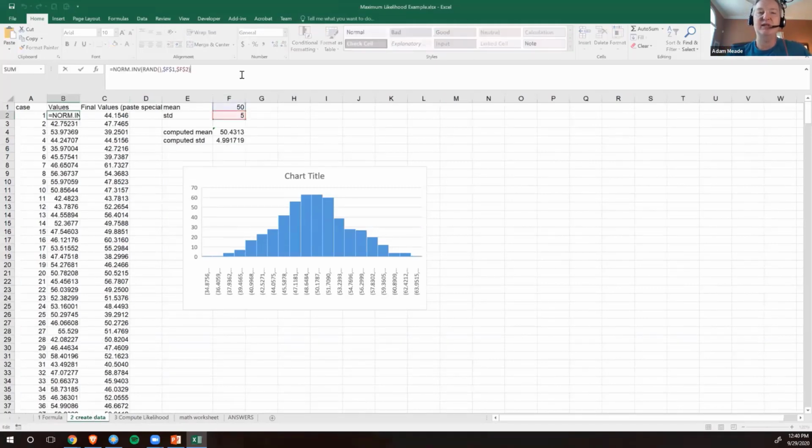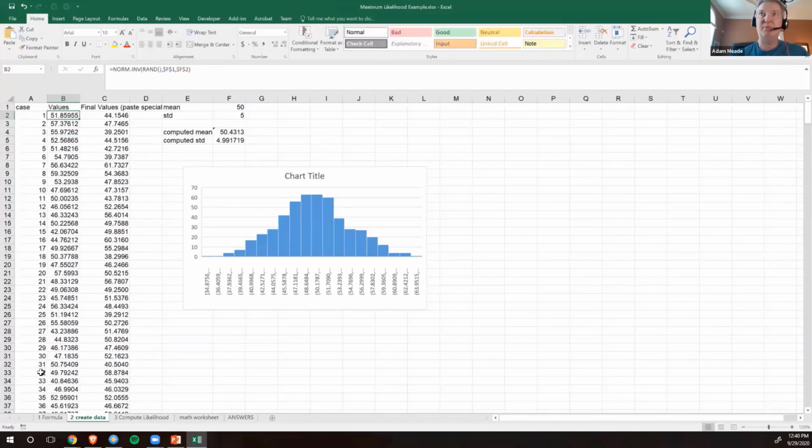Okay, so the next thing I did is I went over here and looked up on the internet how to simulate normal data, and you use this norm inverse function or random variable specifying the mean and standard deviation. And essentially what I did is I typed this in here, I hard-coded in what the mean and standard deviation references were with the little dollar marks so they wouldn't change.